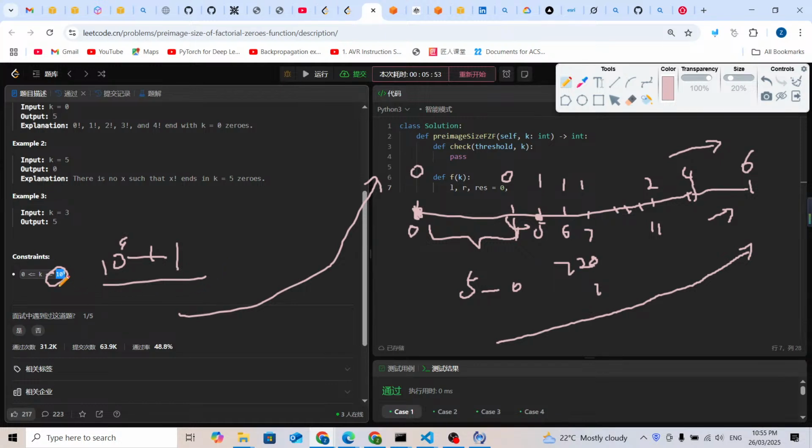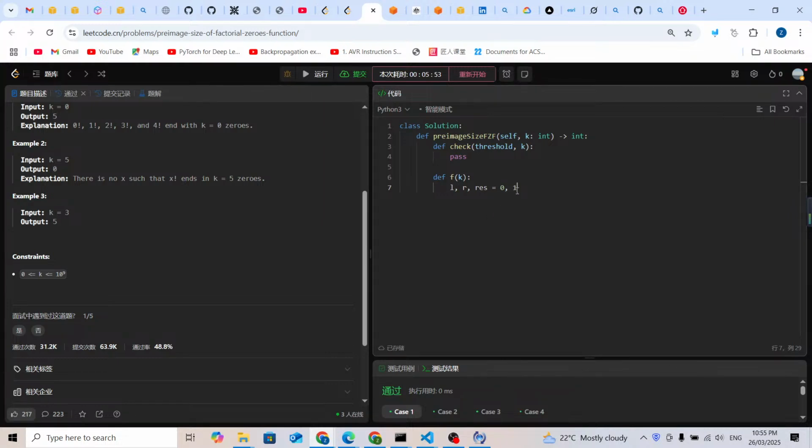But we can use a bigger number. Maybe we're going to use a bigger number, 10 to the power of 10. Definitely there are going to be more trillion zeros. Maybe we're going to try it bigger, 10 to the power of 12. And the result is going to be 0.